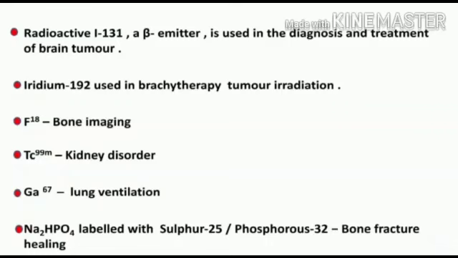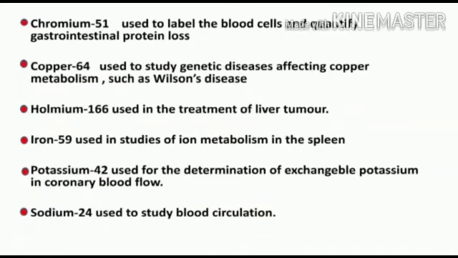Technetium-99m is a metastable nuclear isomer of technetium-99. It is used in detecting disorders in the kidney. Radioactive gallium is used to identify swelling in the lungs. Disodium phosphate labeled with sulfur-35 or phosphorus-32 is used in bone fracture healing. Chromium-51 is used to label blood cells and quantify gastrointestinal protein loss.